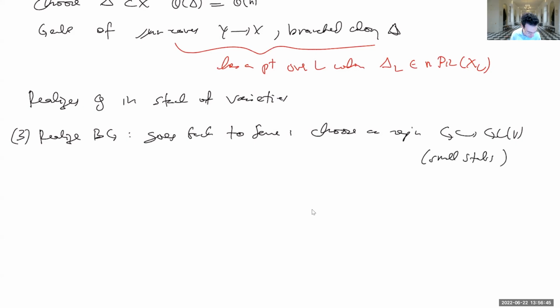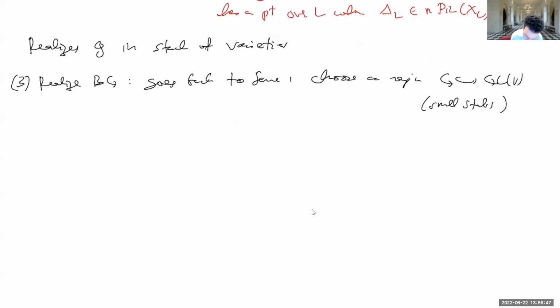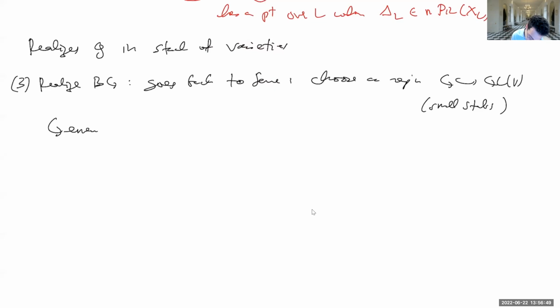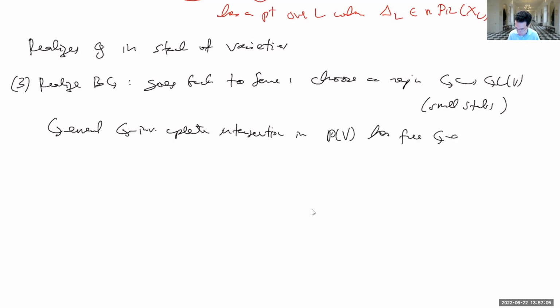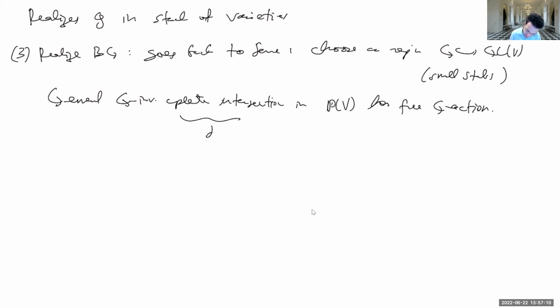Then if you look at, say, a general complete intersection, a general G-invariant complete intersection in the projectivization of V has a free G action. You obviously have to be much more careful than what I'm saying to you right now. And this is at least if the dimension is greater than or equal to 2. And maybe you need to say very general if the dimension is 2. There are also things to be careful with here.